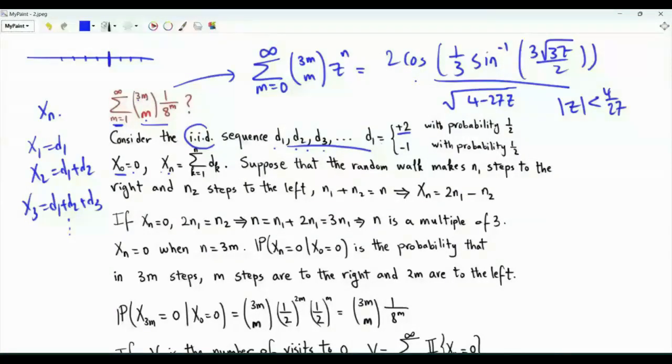Starting at any integer, the process either goes to the right by 2 steps or to the left by 1 step. If we are here at v, then we go to v plus 2 with probability 1/2, or we go to the integer v minus 1 with probability 1/2.